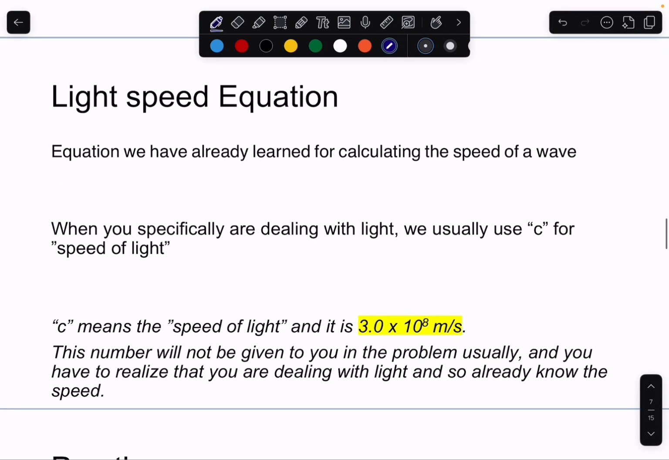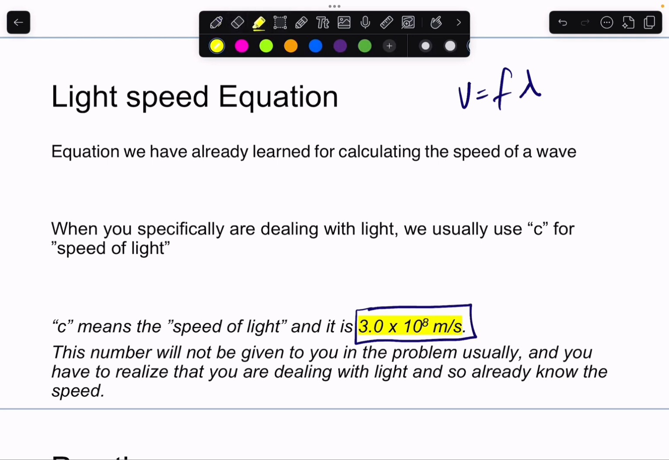Okay. So the light speed equation is the same equation we've been using. Velocity is equal to frequency times wavelength. The difference here is that we know the velocity of light. Light speed is 3 times 10 to the 8th meters per second, or 300 million meters per second. We generally use c to indicate light speed, like E is equal to mc squared, Einstein's equation.